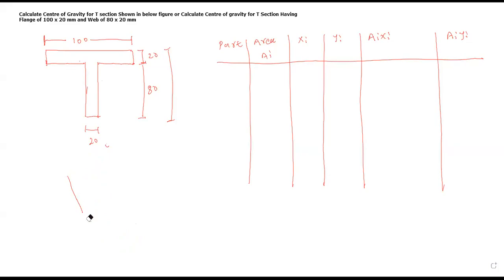Okay, let's go. Now, as we have calculated the center of gravity of a one-dimensional element, the same procedure we will follow. We have an equation for a 2D element: x bar equals summation ai xi divided by summation ai. We have already discussed this. And y bar equals summation ai yi divided by summation ai. Yes or no?